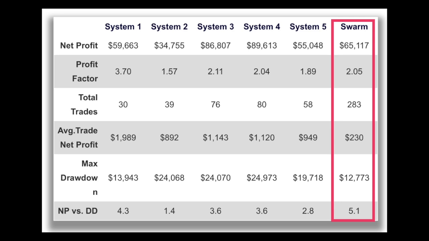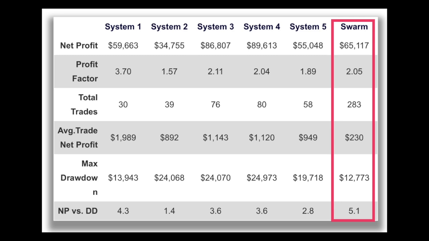But notice the net profit versus drawdown, which is the very last number in our table. It has a 5.1. That is our risk adjusted return. Look at our max drawdown of 12,773. This is what made this combination shine here: we had a respectable amount of profit. We really reduced our drawdown.